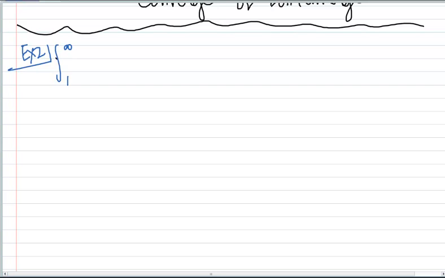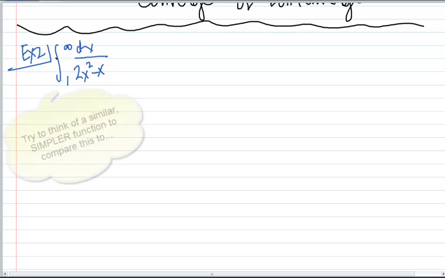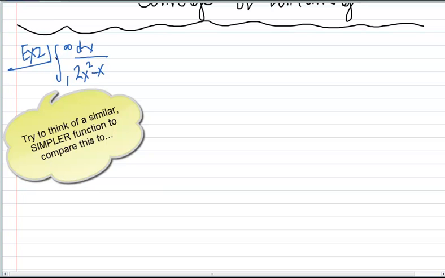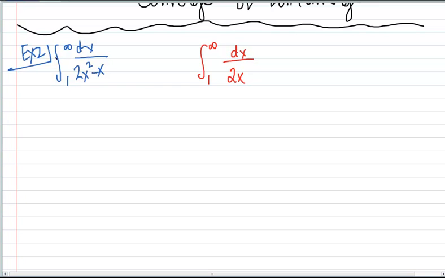Alright, example 2. The integral from 1 to infinity of dx over 2x squared minus x. Okay, so let's see, what can we compare this to? So that's sort of our first step, is what to compare it to. It'd be much nicer to have simply dx over what? How about just a 2x squared? Let's ignore the minus x part.